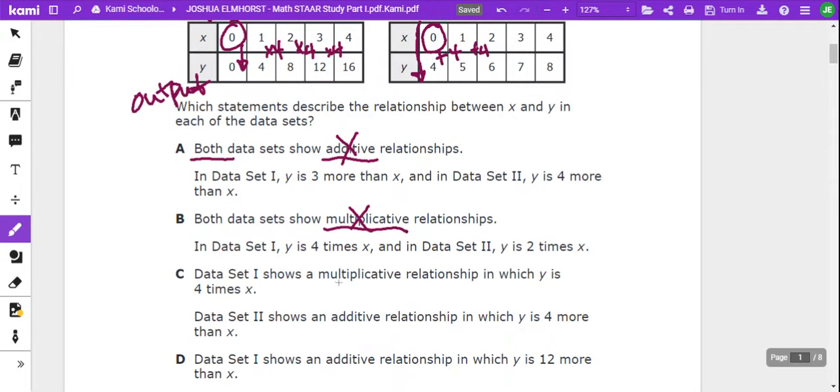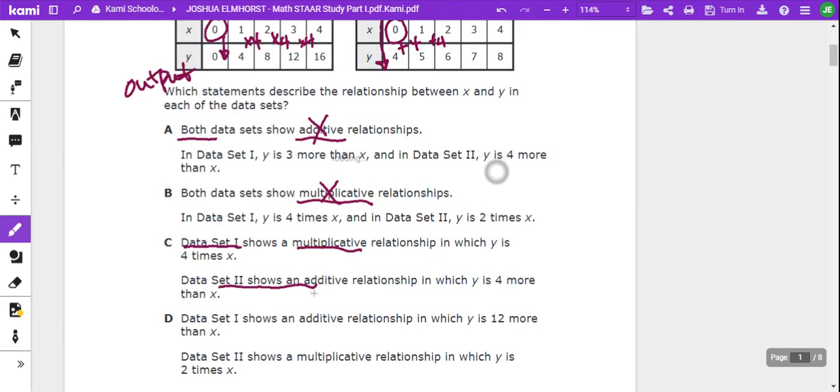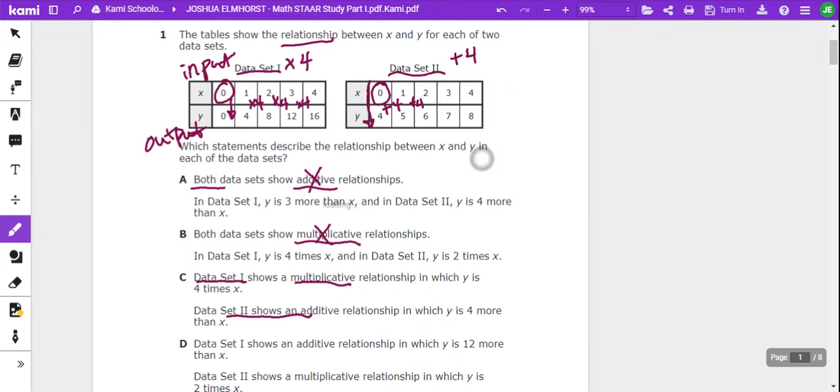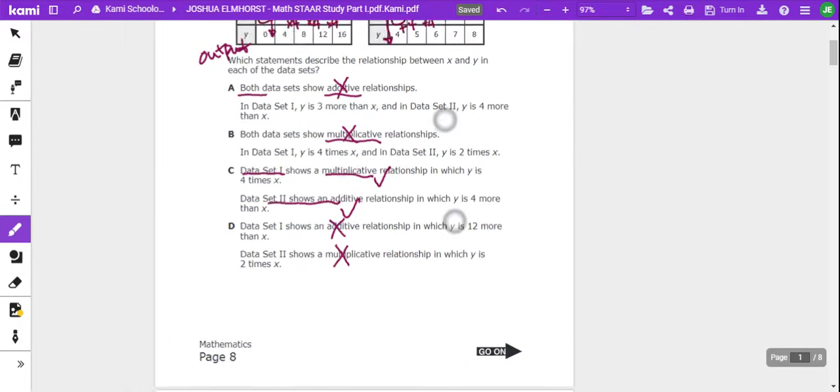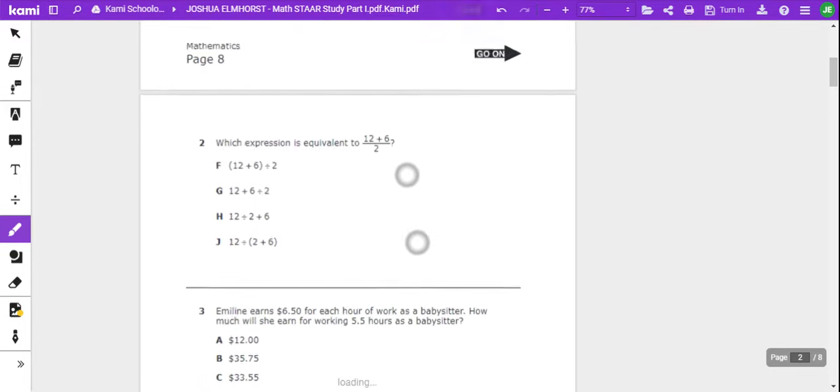So then you check each one down below. Set A is multiplicative, which Y is 4 times the X. That's additive. So set A is added. Let's see. So that's correct, and that is correct. So set A is additive. No, it is not. Set 1 is additive. Set 2 is multiplicative. It is not. Okay. Go ahead and select your answer.